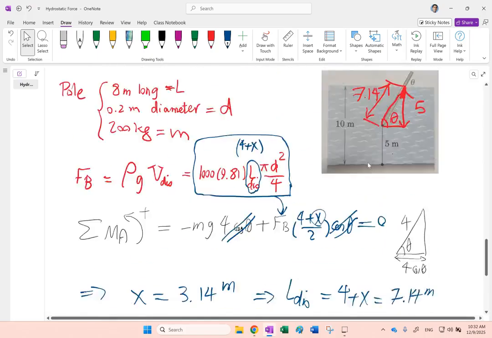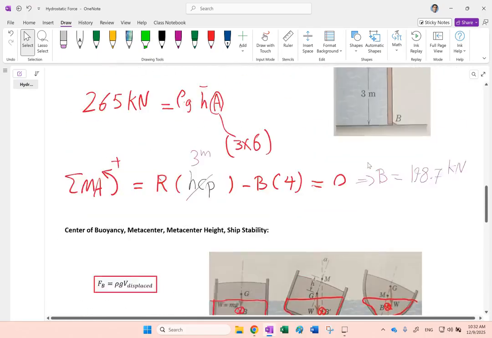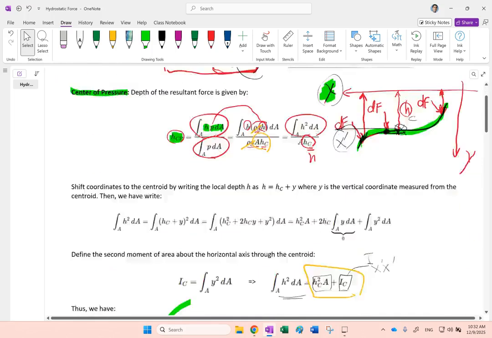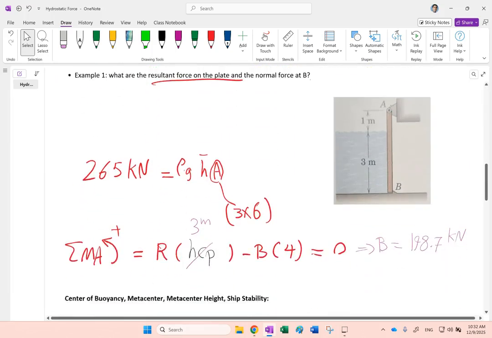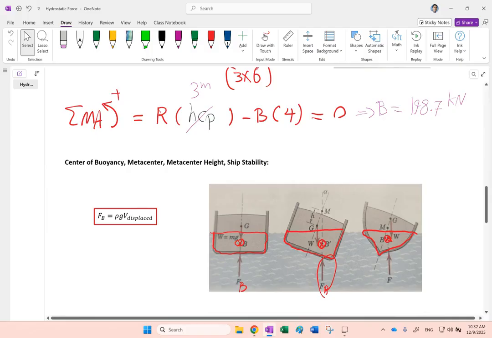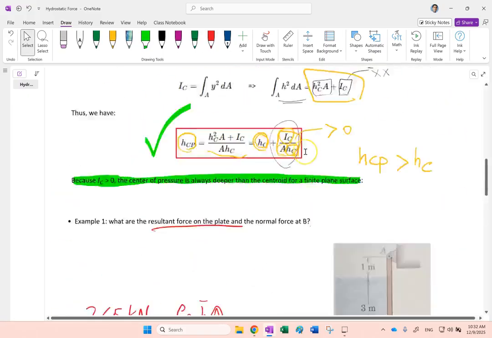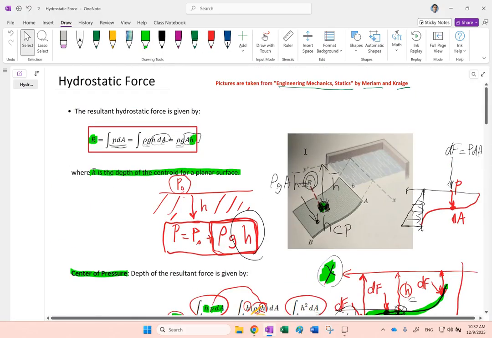So hopefully this brief overview of hydrostatic forces and center of pressure, metacenter, center of buoyancy, right? Remember this point B prime here, this point that the buoyancy force is passing through, is called the center of buoyancy. Hopefully the review of these with some examples was useful to you, and I'll see you in the next lecture. Thank you.